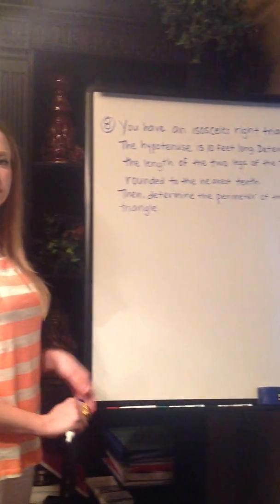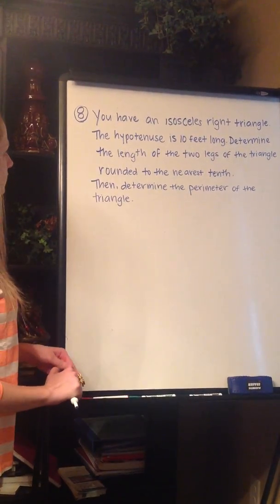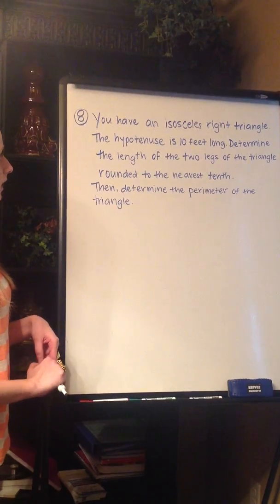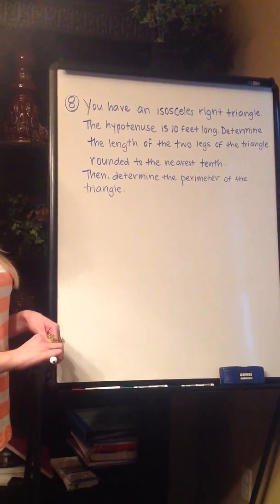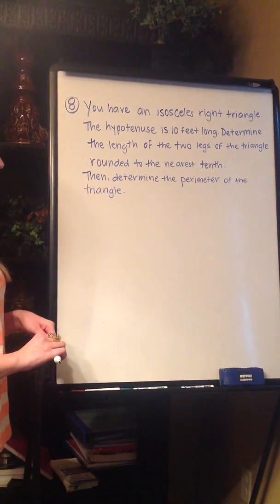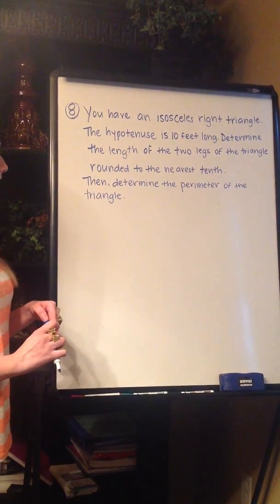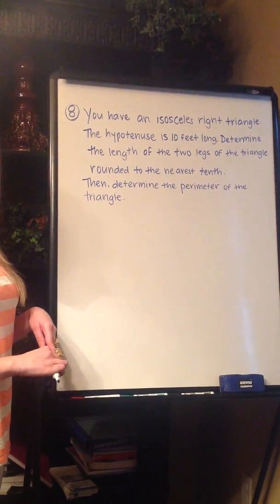So I'm going to read the problem written on the board. You have an isosceles right triangle. The hypotenuse is 10 feet long. Determine the length of the two legs of the triangle rounded to the nearest tenth. Then determine the perimeter of the triangle.